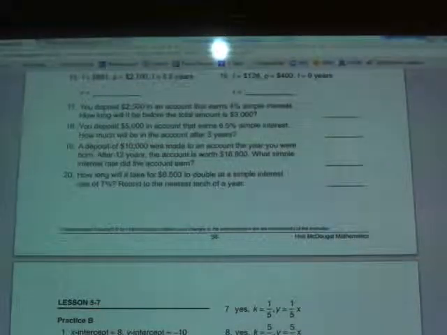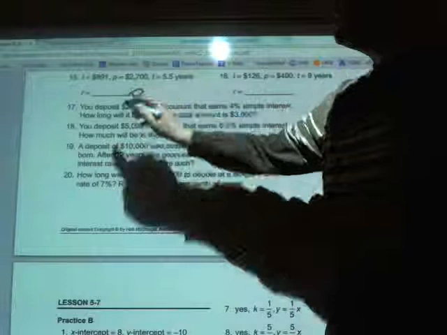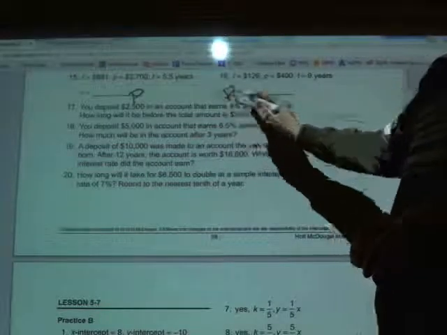All right, let's go ahead and take a look at some of the story problems. Here you have 4. We're going to go ahead and take a look at questions 17 and 19. 17 says you're depositing $2,500 into an account that earns 4% simple interest. How long will it be before the total amount is $3,000? So let's label what we have here. $2,500 deposit into the account, that's the principal. Remember, the principal is always the starting amount. It earns 4% interest, so that's going to be my rate. Again, R is always a percentage. And they want to know how long before the total amount is $3,000.